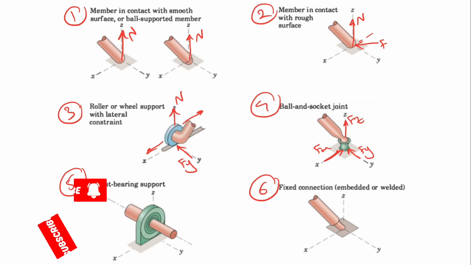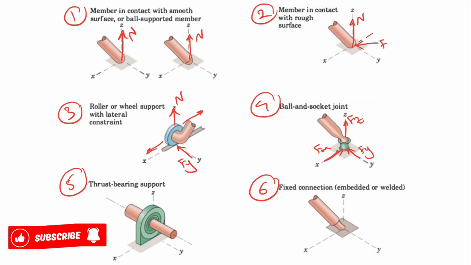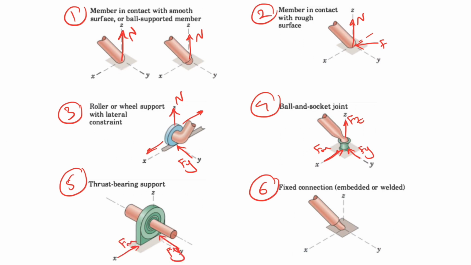Let's move on to the fifth support, which is thrust bearing support. This is also a very common support in static questions, and as we can see, the member is constrained in each of X, Y, Z direction. So we need to consider Fx, we need to consider Fy, and we need to consider Fz as well.